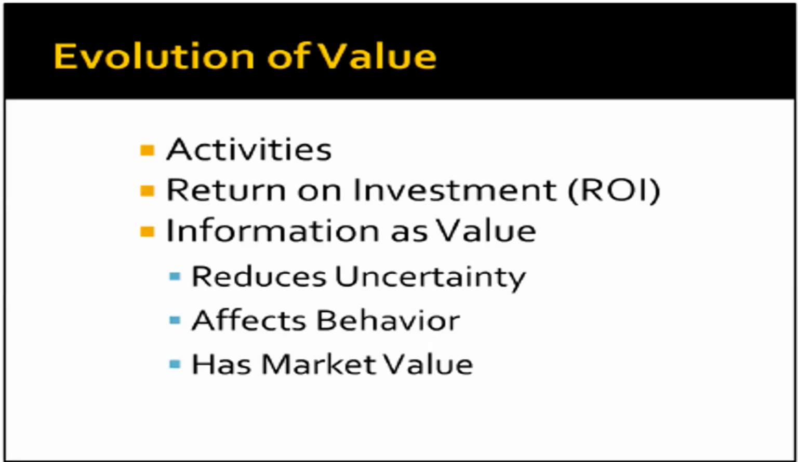Another aspect of value that has changed over the years is the idea that information can have value. When you actually stop to think about it, information can add value in several ways. It can help to reduce uncertainty, and reducing uncertainty around anything that might have an economic consequence, either good or bad, is a good thing. Information can affect behavior. It can affect the behavior of those involved in the project, the team, or the stakeholders. It can affect the behavior of those the project outcomes are directed towards. Information can also have market value.